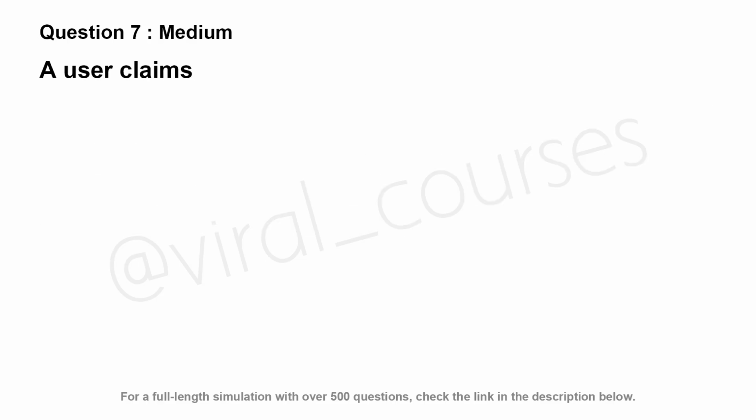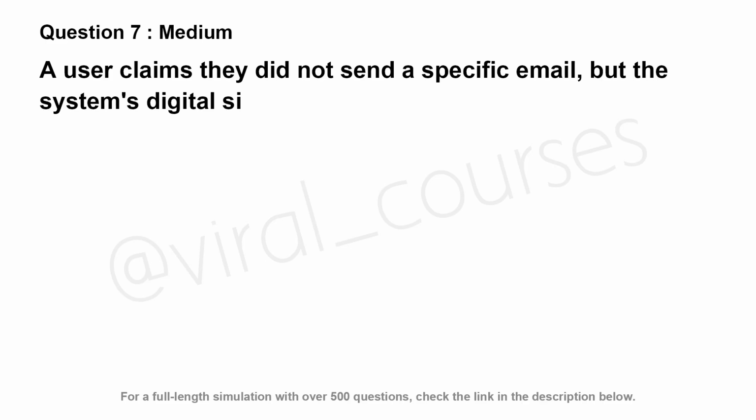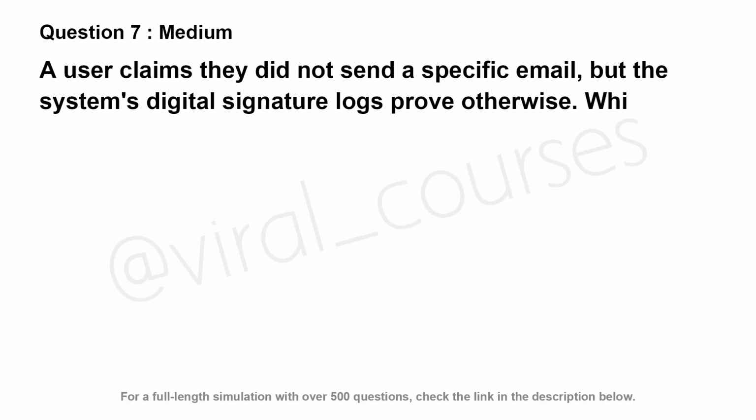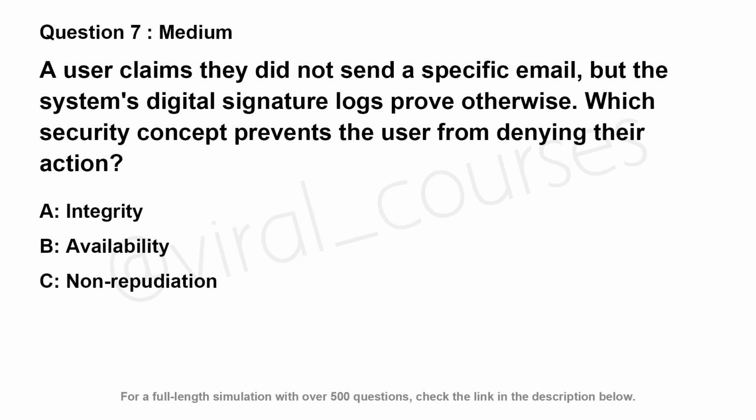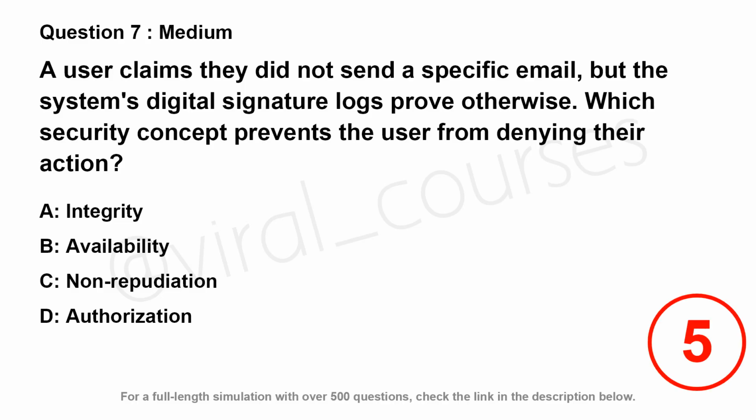A user claims they did not send a specific email, but the system's digital signature logs prove otherwise. Which security concept prevents the user from denying their action? Option A. Integrity. Option B. Availability. Option C. Non-repudiation. Option D. Authorization.